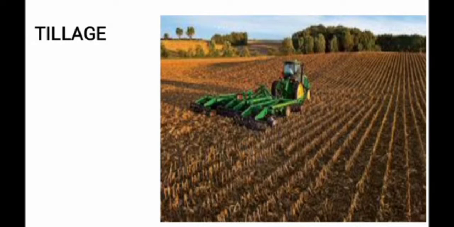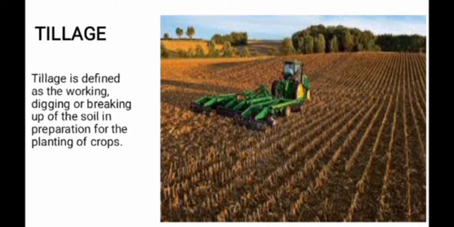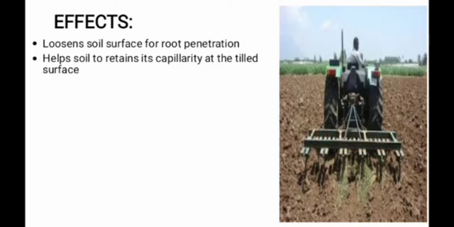Another activity apart from bush clearing and bush burning is tillage. So tillage is defined as the working, the digging or breaking up of the soil in preparation for the planting of crops. The effects of tillage include: number one, it loosens soil surface for root penetration. Another one is that it helps soil to retain its capillarity at the tilled surface.